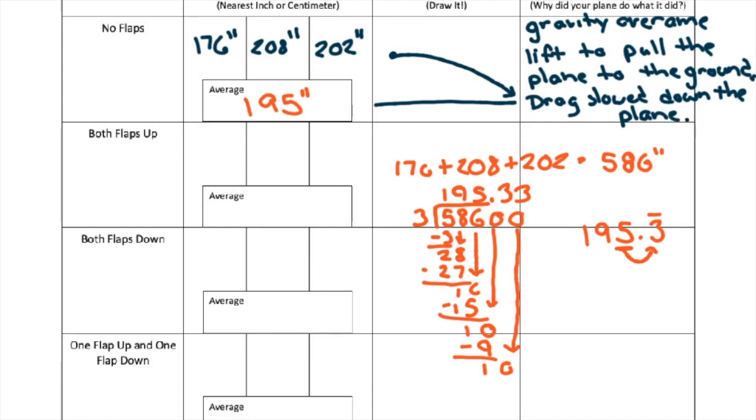Okay, there we go. I got that. So drag was also pushing against the plane, slowing it down. Gravity was pulling it down, and the lift wasn't able to overcome that, along with my thrust. So that's what happened.